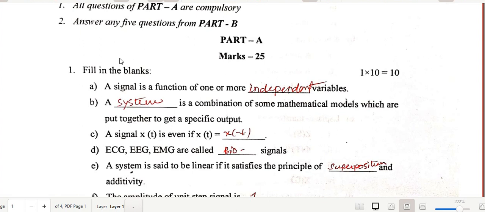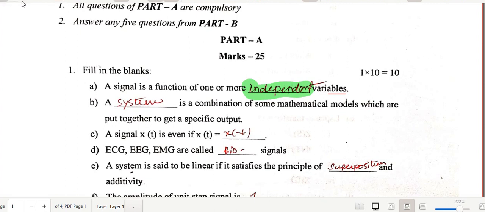Thank you. So the first question is saying a signal is a function of one or more variables. So basically a signal is a function of one or more independent variables. Okay, so a signal is basically a function of one or more independent variables.